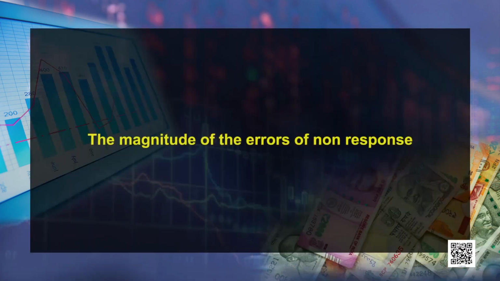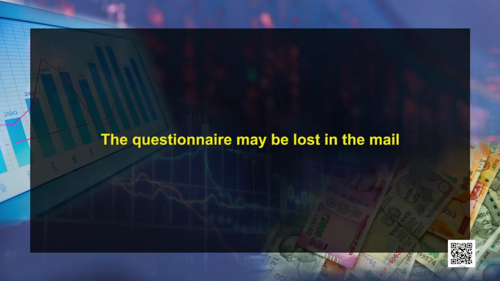Errors of non-response. These errors arise when the respondent refuses to fill up the questionnaire or the respondent is not available even after repeated visits of the enumerator. The magnitude of the errors of non-response will generally be large if the questionnaires are mailed to the respondent and not carried to him or her personally by the enumerator. The respondent in that case may not care or feel too lazy to return the questionnaire duly filled. In many cases, the questionnaire may be lost in the mail.